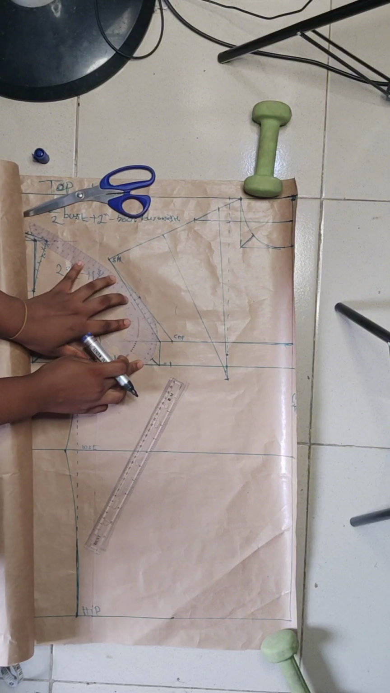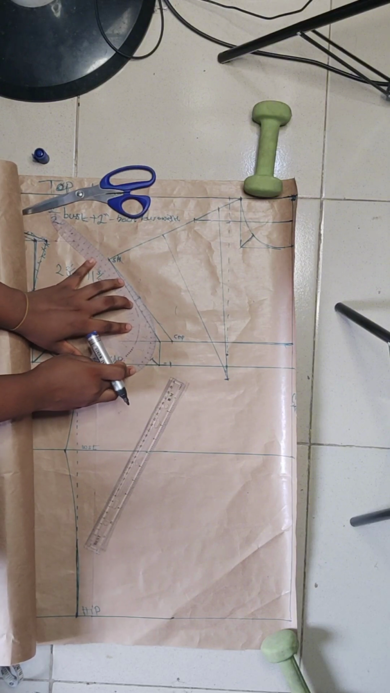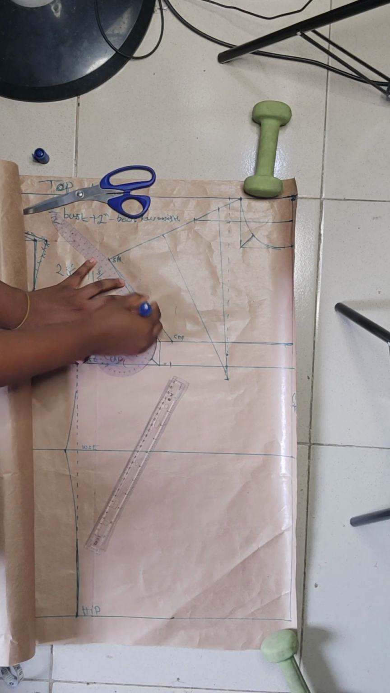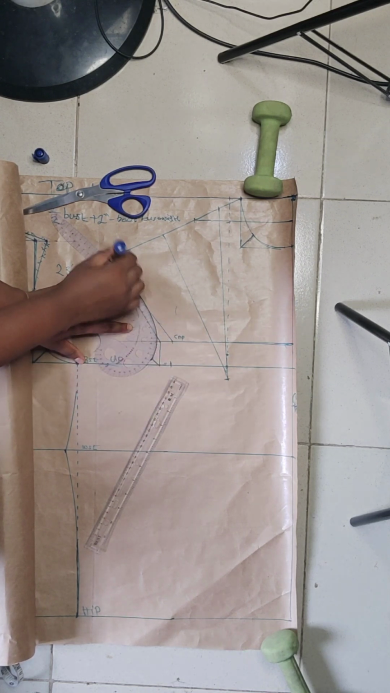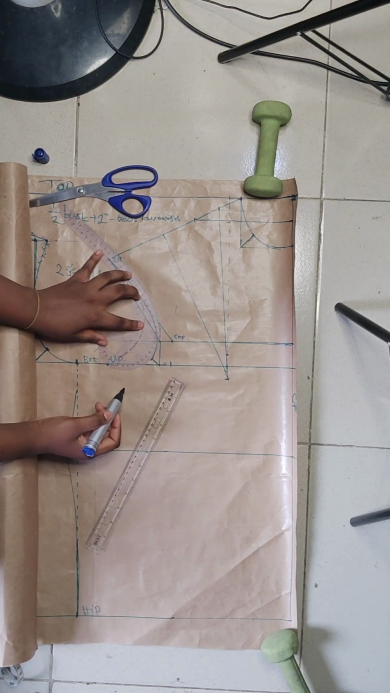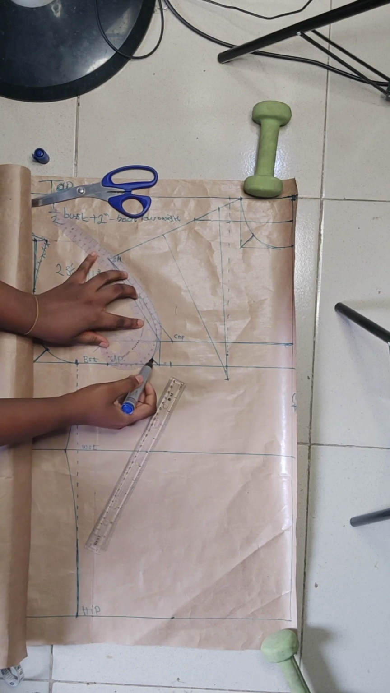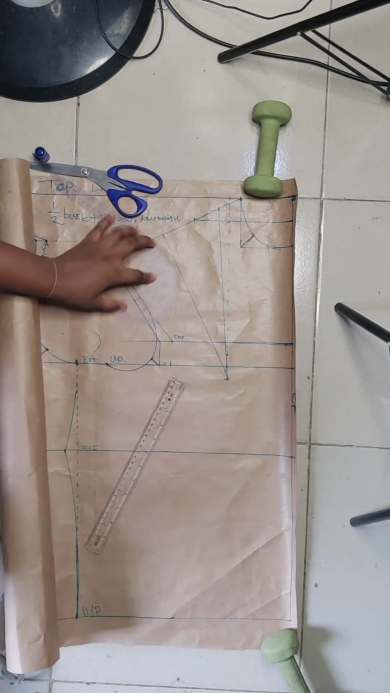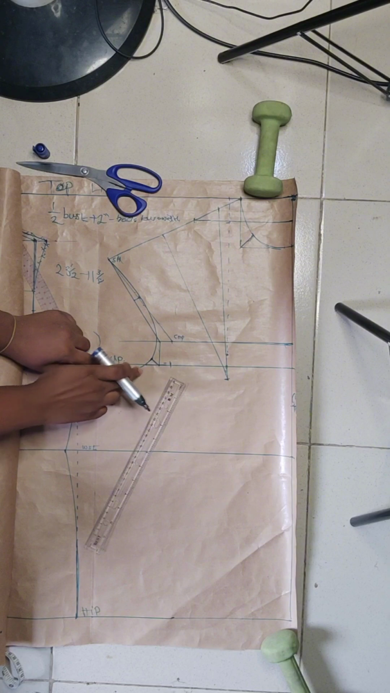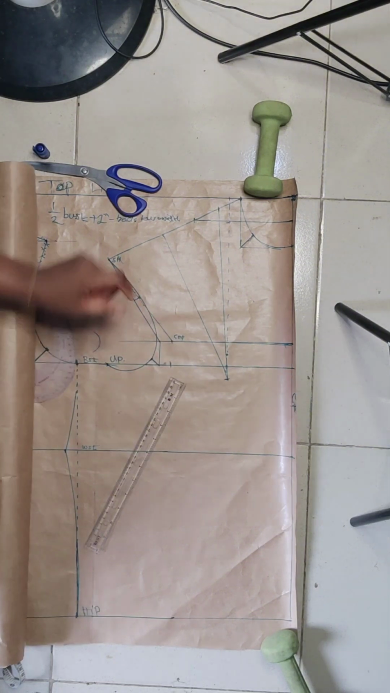So like this. So this is our armhole. This is our armhole curve, okay.